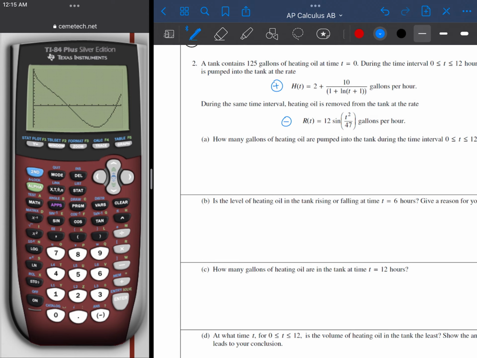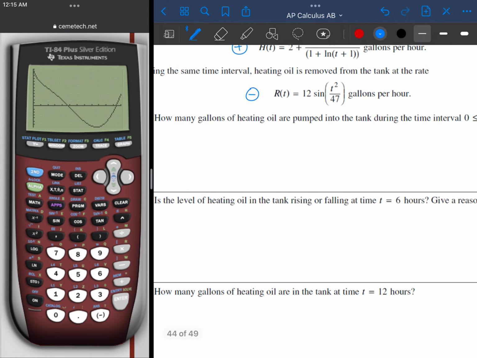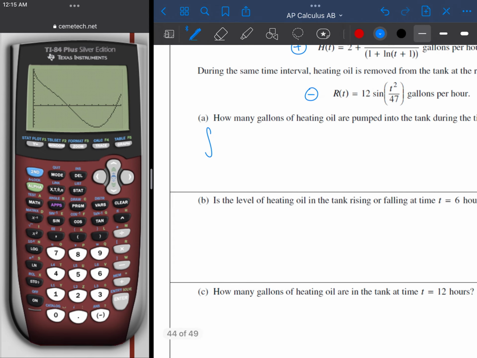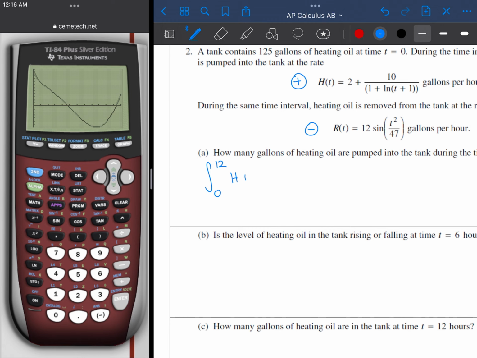And since H is a rate, we need to take the integral of that rate to get an overall amount. And we don't care about any starting amount. We're just figuring out how much is added. Just take the integral, right? No initial amount. So it's going to be the integral from wherever the start time was. So 0 to 12. Integral is also going to be between 0 and 12. And it's going to be of capital H of t, H of t, dt.